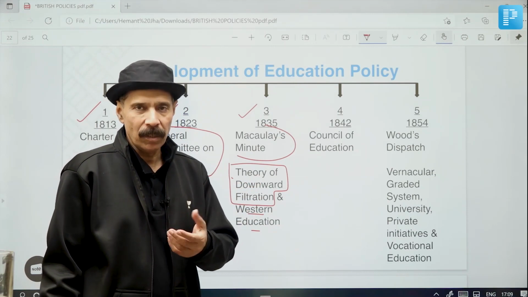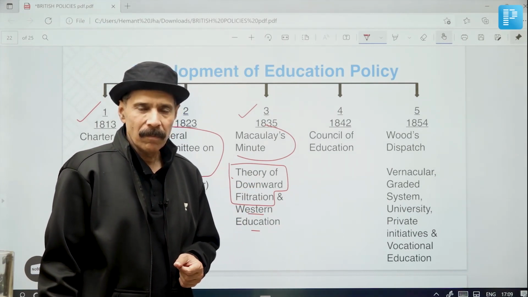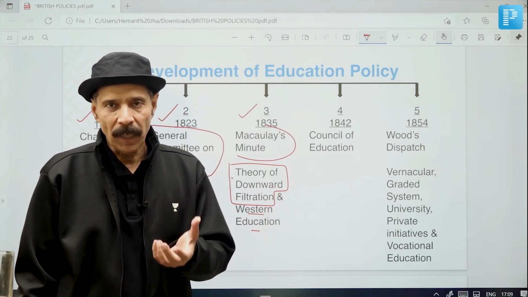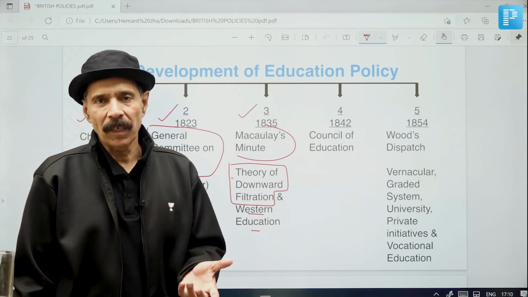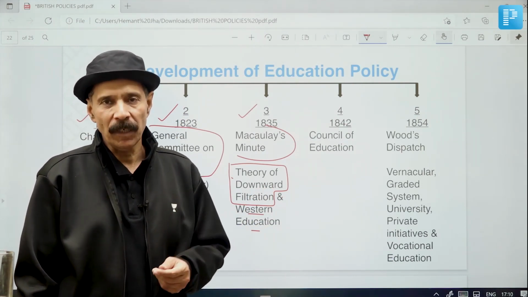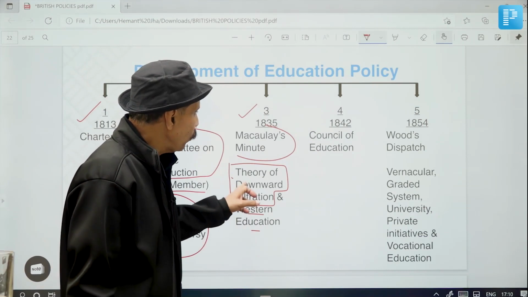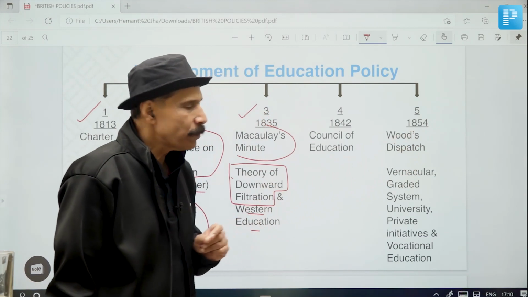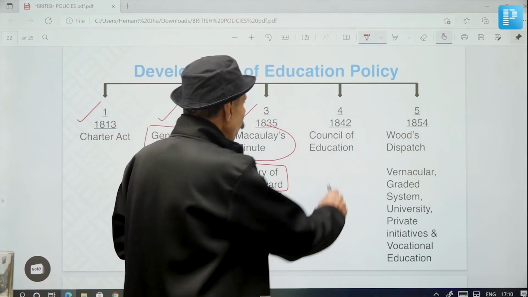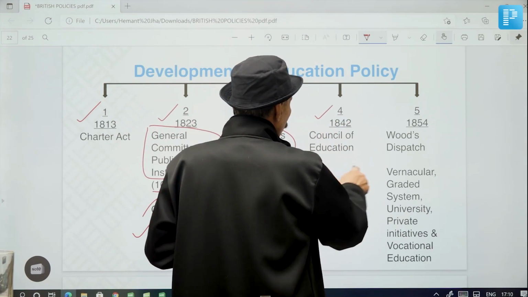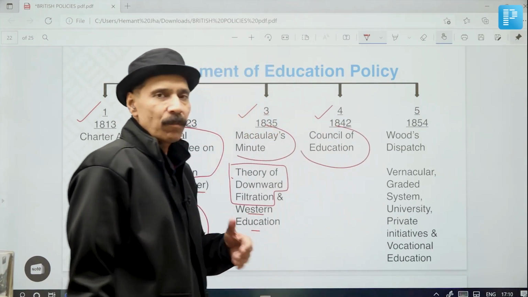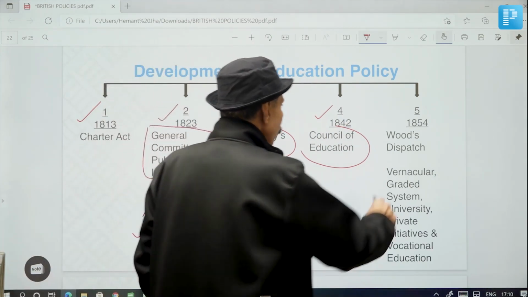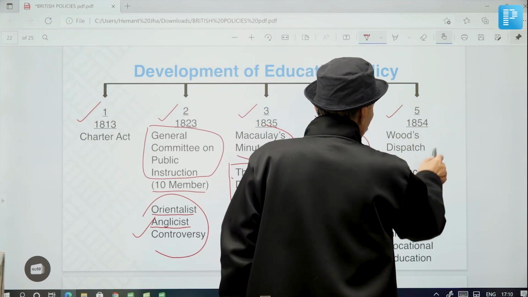This was again a colonial theory because officers like Macaulay didn't want to spend much on education, and educating the whole of India required a huge expenditure. This theory was abandoned in Wood's Dispatch in 1854. But before that, next point is in 1842, a Council of Education was created and another body to promote education. Next is a very, very important development, 1854, Wood's Dispatch.